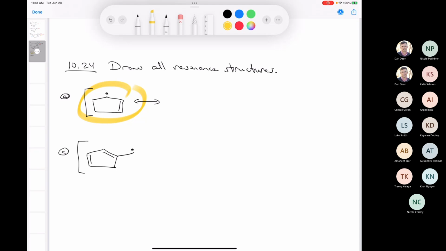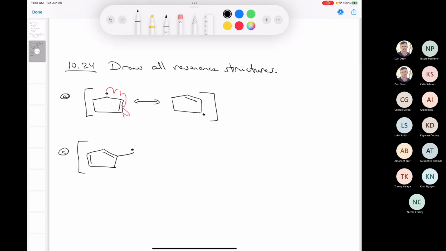It's exactly. Clinton says 2 total. Clinton is 100% correct. Look, the only possibility, we have an allylic radical. Here we go. All we do is we make the pi bond here, and we put the radical down here. That's it. That's the only other possibility that there is. There is literally nothing else to draw. Done. 2 possible contributors to the resonance hybrid.